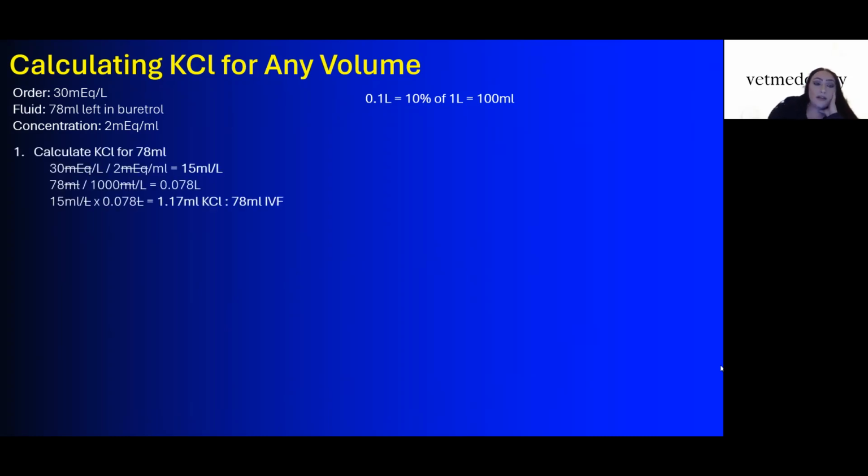So we're going to calculate KCl for 78 mils. So 30 MEQs per liter divided by 2 MEQs per mil equals 15 mils per liter of KCl. 78 mils divided by 1,000 mils per liter equals 0.078 liters. So 15 mils per liter times 0.078 liters, liters cancel out, gives us 1.17 mils KCl for 78 mils of IV fluid.